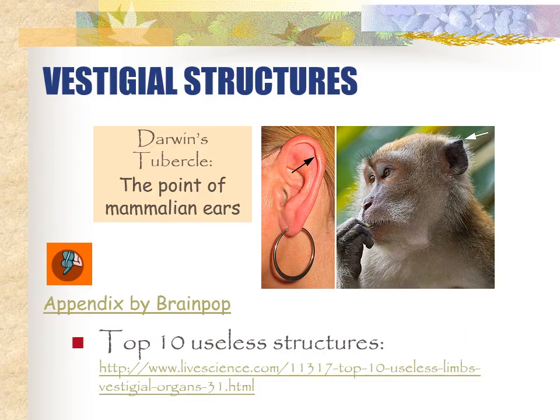There's also something called Darwin's tubercle, which is this little point that's on mammalian ears. So if you look carefully at your ear, you may have it. I can sort of feel it on my ear that I do have it. So that is a vestigial structure. That's the genes in my body that connect me to other mammals, but no longer have those pointed ears.